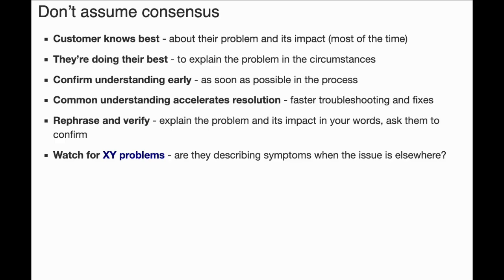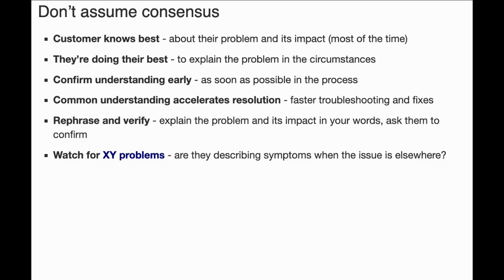Confirm understanding early, as soon as possible in the process. There's nothing worse than realizing we're investigating the wrong thing late in the ticket lifecycle. Confirm understanding early and often, as problems evolve and get more complicated. Common understanding accelerates resolution, faster troubleshooting and fixes. When customers feel heard and understood, they become our allies. They'll give you better information and have more patience. It's not just good customer service, it's good troubleshooting strategy.